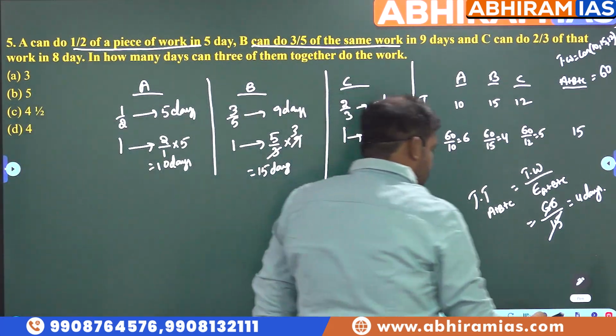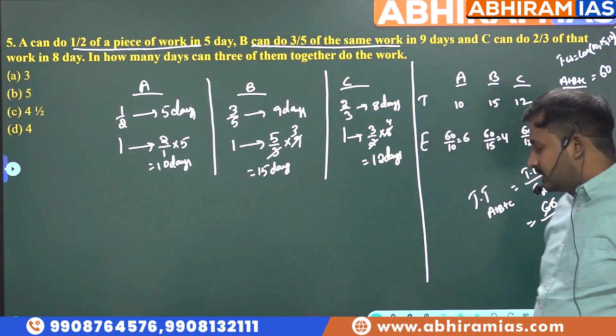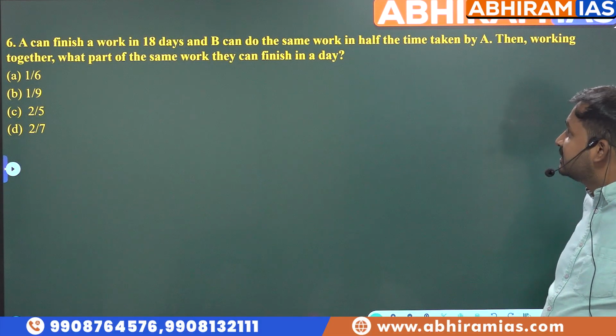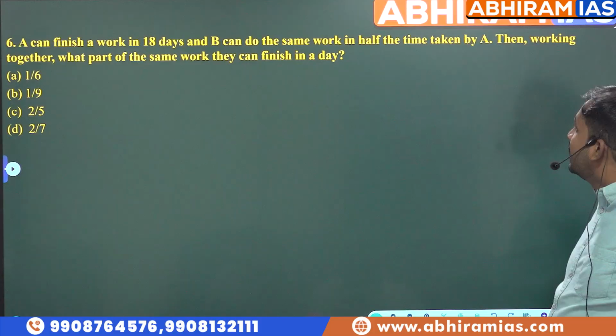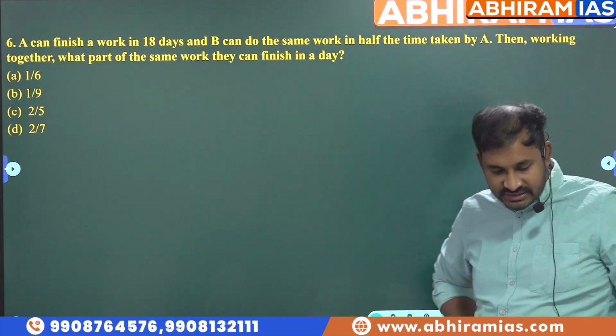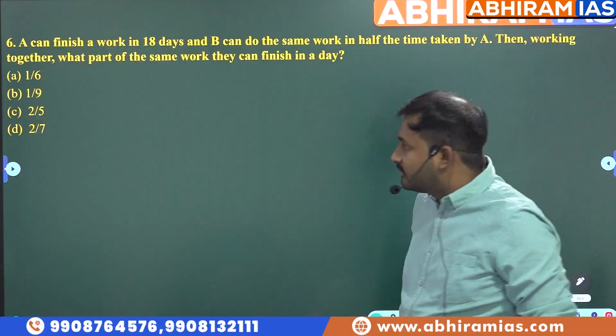Right? Then next question. We'll see the next one. A can finish a work in 18 days and B can do the same work in half the time taken. Then working together, what part of the same work can they finish in a day? This is the question they have given for us.